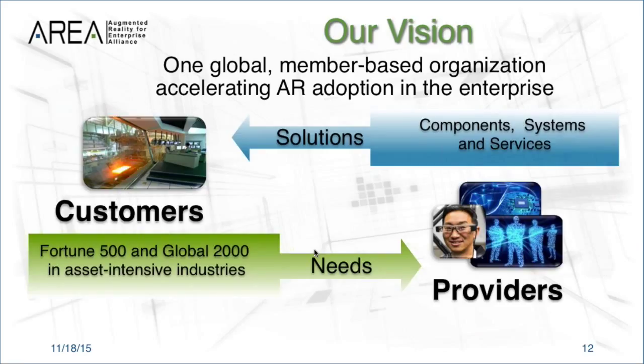This process begins with two different groups of organizations: customers, large enterprises primarily, that can use augmented reality to improve their performance, as I spoke to you just a few minutes ago. In addition, they're trying to get their needs met by partnering with or getting technologies from providers. These companies have solutions or components and services, a variety of things that they can use to address the needs of the large enterprise customers.